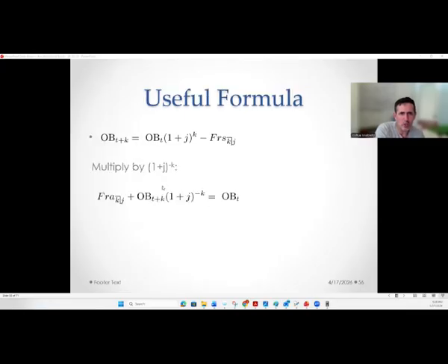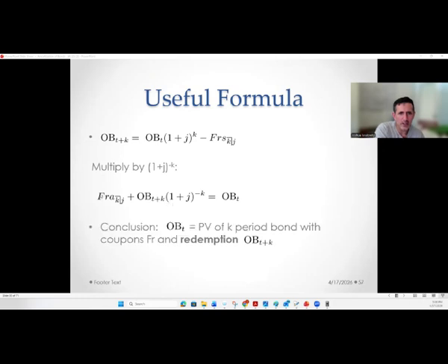So I'm going to switch this to a formula involving present value and bring the FR a_{K|j} to the left-hand side. And after multiplying, we get the following. This is really nice because what's on the left is the present value of a K period bond with coupons FR and redemption OB_{t+K}, right? FR a_{K|j} is the present value of coupon payments over K periods. This is just bringing back OB_{t+K} by K periods, or rather it's discounting OB_{t+K} by K periods. All right.